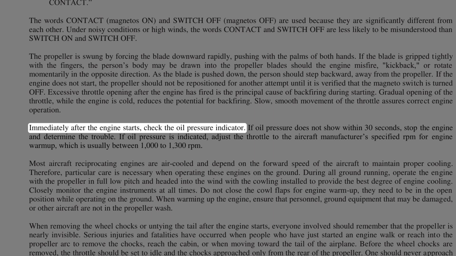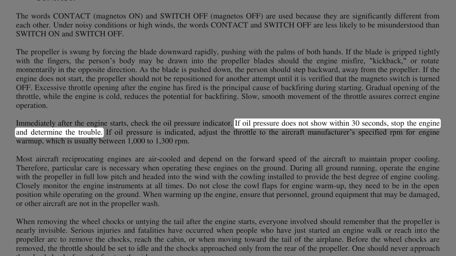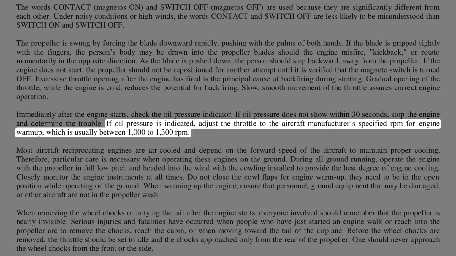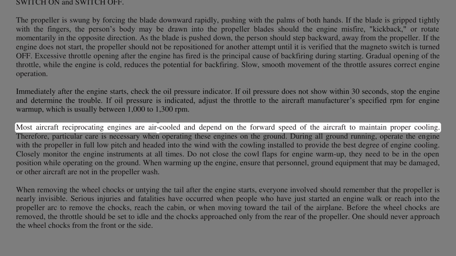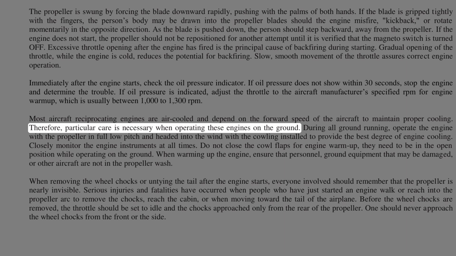Immediately after the engine starts, check the oil pressure indicator. If oil pressure does not show within 30 seconds, stop the engine and determine the trouble. If oil pressure is indicated, adjust the throttle to the aircraft manufacturer's specified RPM for engine warm-up, which is usually between 1,000 and 1,300 revolutions per minute. Most aircraft reciprocating engines are air-cooled and depend on the forward speed of the aircraft to maintain proper cooling. Therefore, particular care is necessary when operating these engines on the ground.